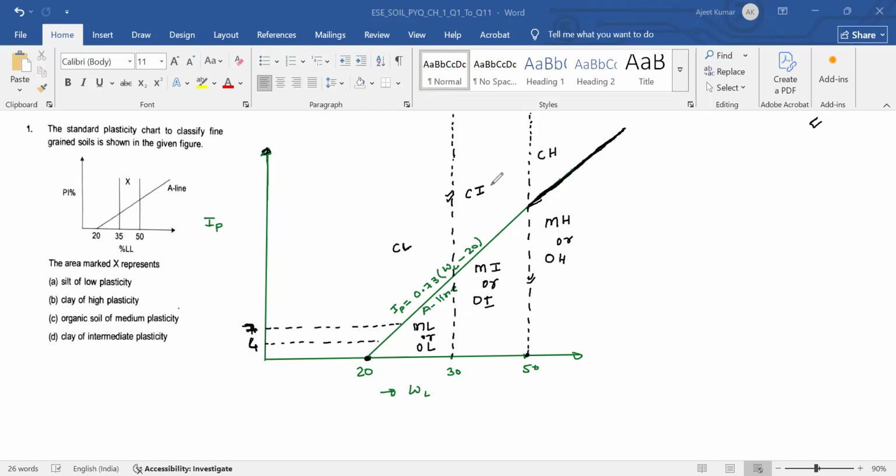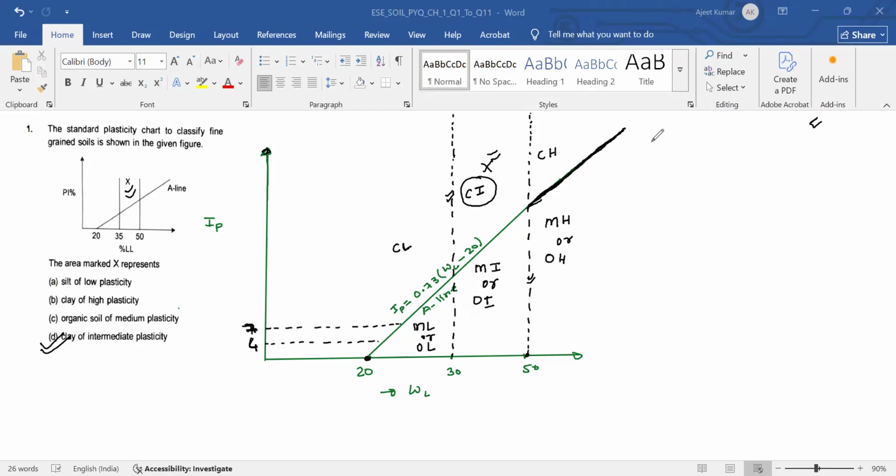Okay, so this region here is X, and X is clay of intermediate plasticity. So the answer will be D.